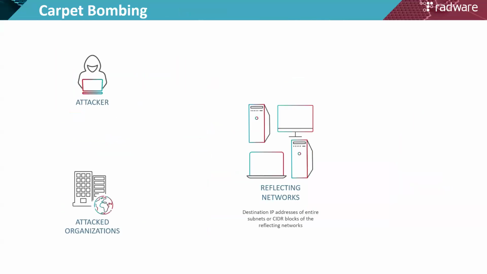Next, we have carpet bombing. Carpet bombing is a type of attack where not just a single IP is targeted; multiple IP addresses in the attacked organization would be targeted. It will not be just a single IP. There might be multiple IPs within the network that would be targeted at the same time. So that is known as carpet bombing.